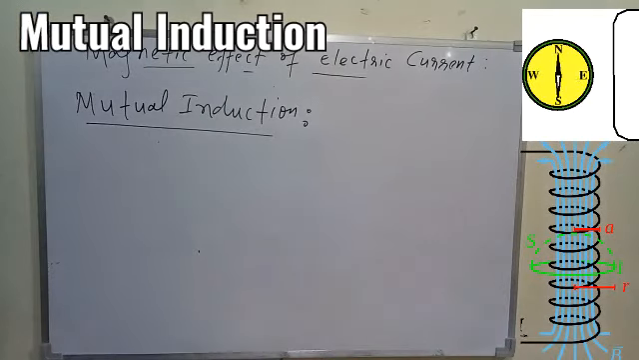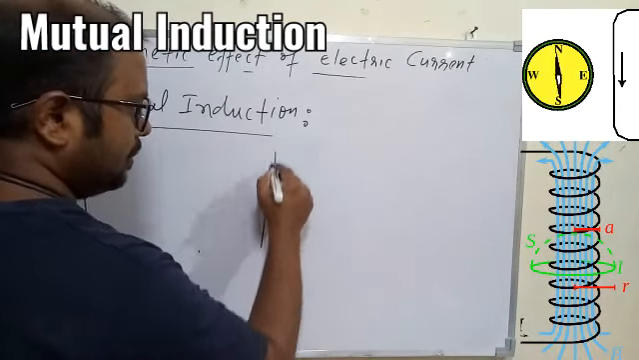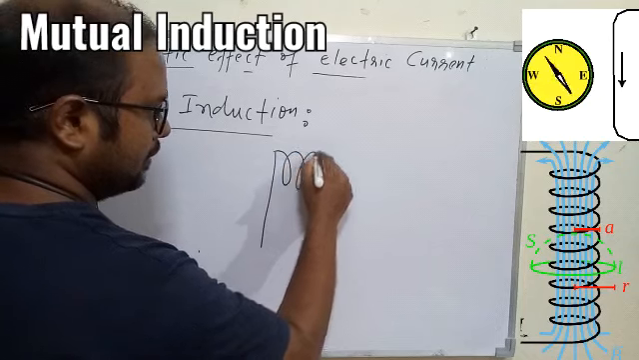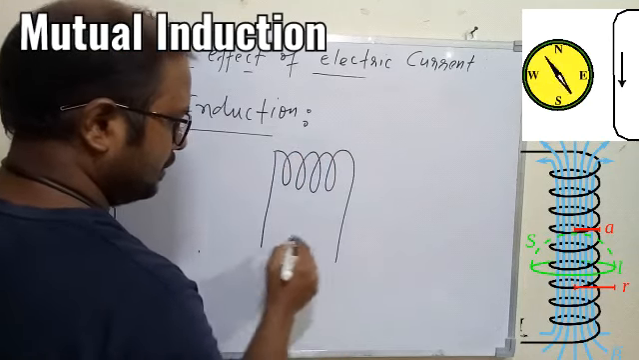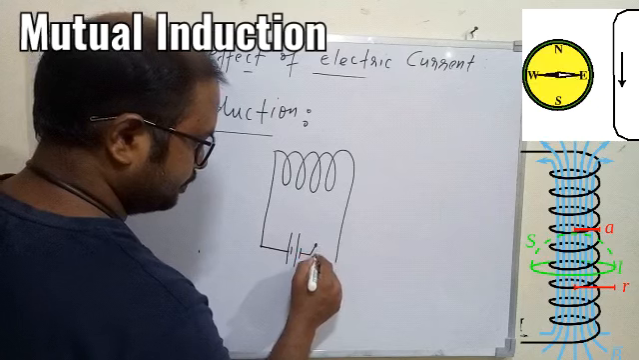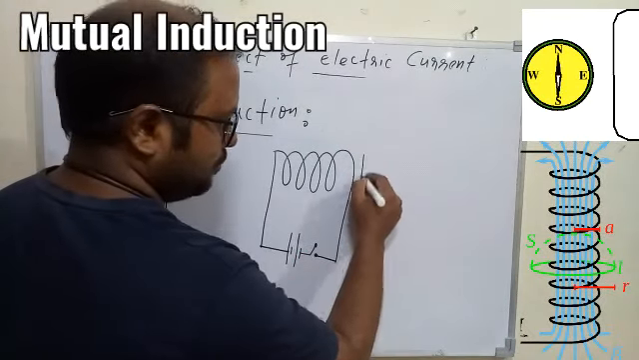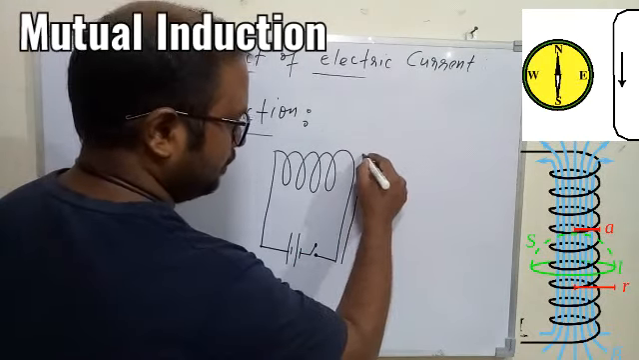So first, let's draw the diagram. Let's take coil 1, which is connected with the power supply and a switch. And next to this, very close to this, we have another coil.